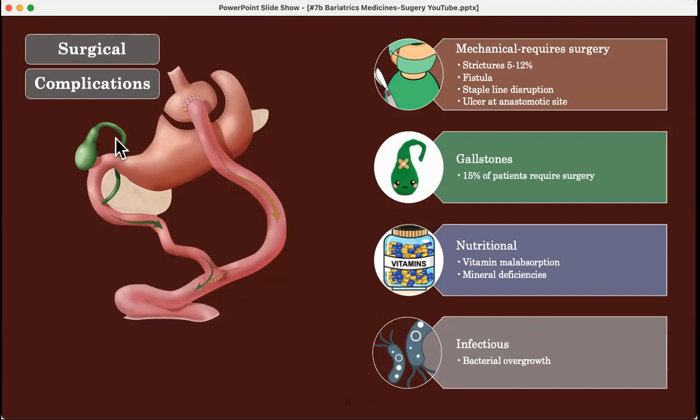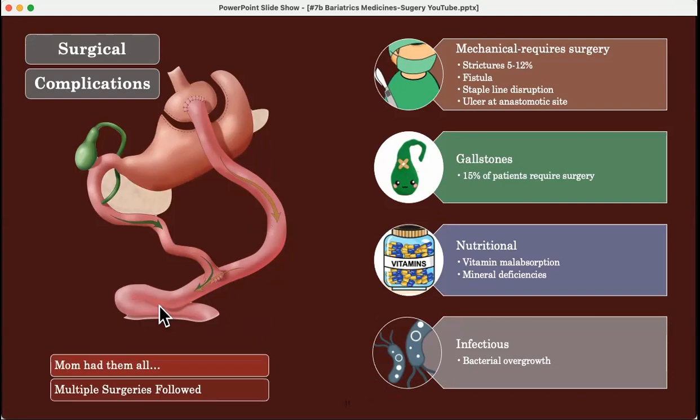And this is another good visual depiction of the Roux-en-Y gastric bypass surgery, showing how this is the shape of a Y. The mother in this image had all of them, and she had multiple surgeries that followed, including gallstone removal, or gallbladder removal. She had some other complications with dumping syndrome, and we'll talk about what that is too. All of these were treatable and treated.